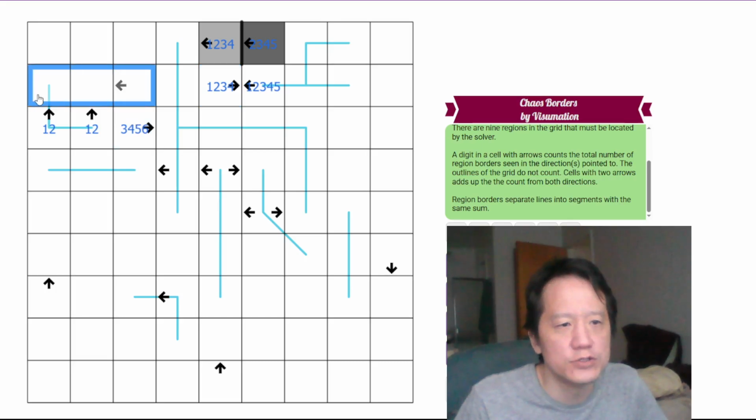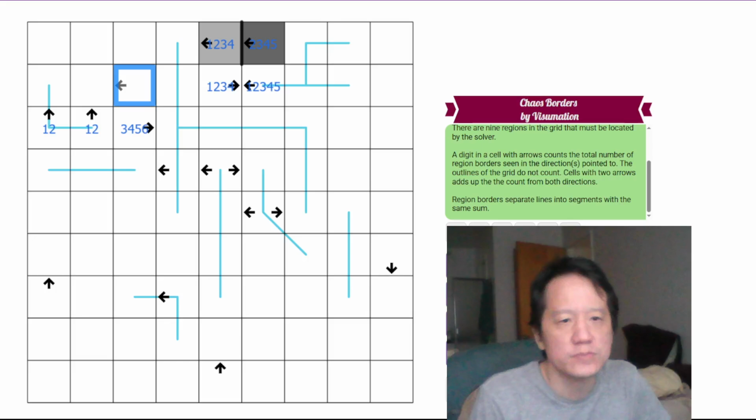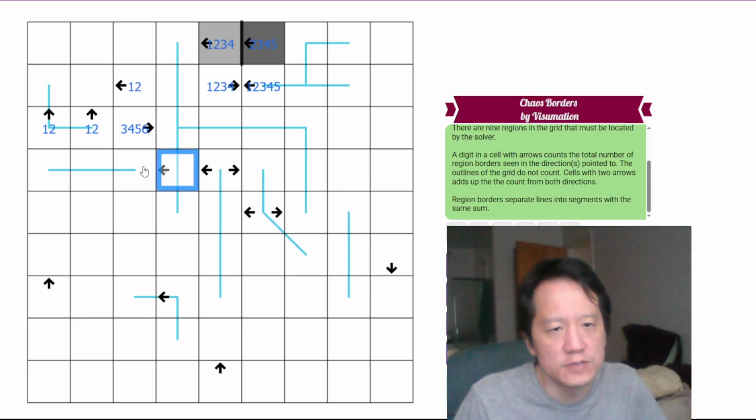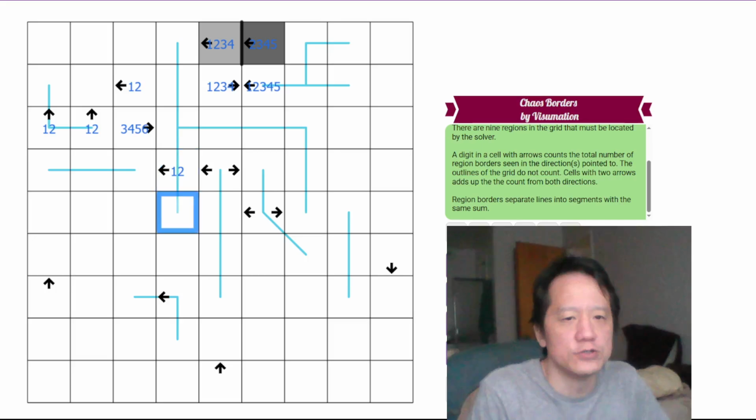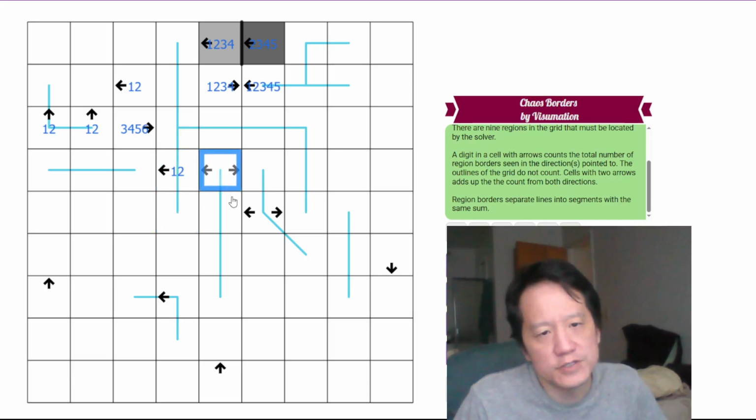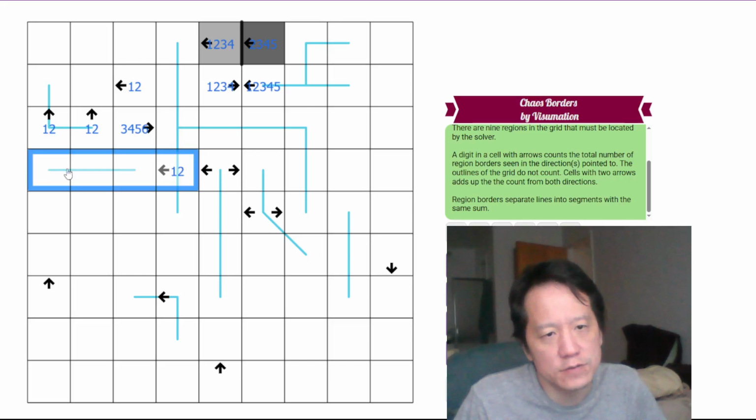This sees 1 or 2 here. This sees 1 through 3. Cannot be 3. If it's 3, that means each of these is the same. You would have to have a region border here, here, and here to have 3. And therefore, all 3 of these would be basically the same digit, which is not allowed. So this is 1 or 2 here. This sees then 1 or 2 in this direction here.